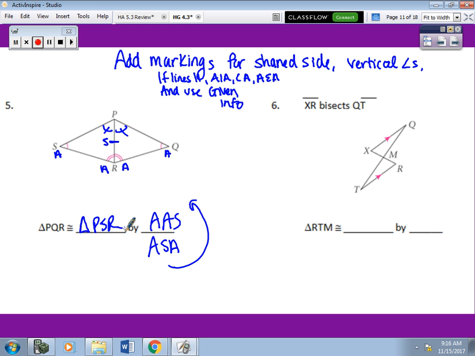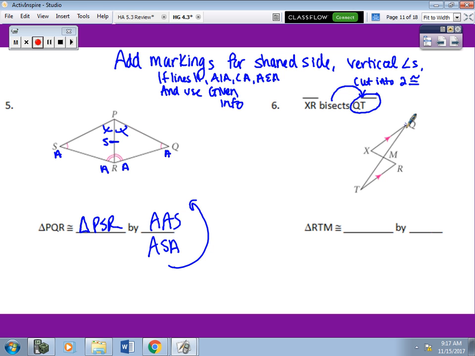Now the next one says bisect. What does the word bisect mean? It says KXR, excuse me, bisects QT. Bisects. What's that mean? Haley? Good. Cuts it in half. Now I'm going to jot down cuts into two congruent parts instead of cuts in half, which is the same thing. So it's going to take segment QT and cut it in half.